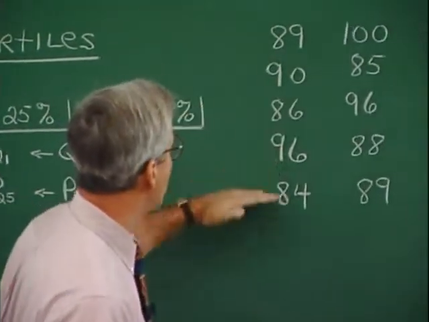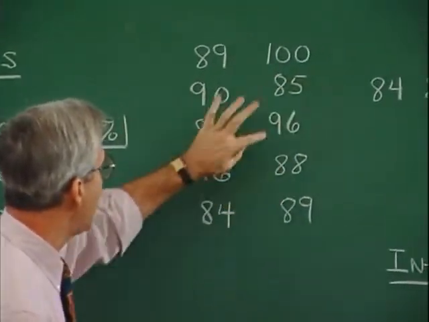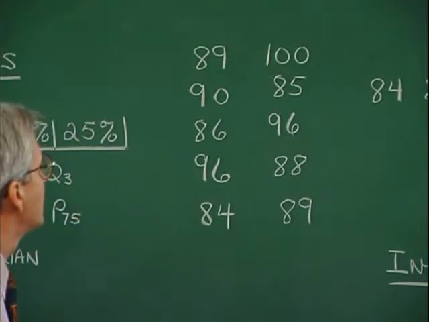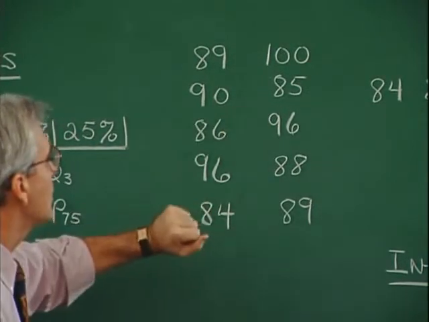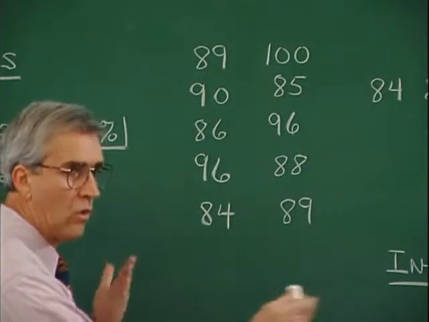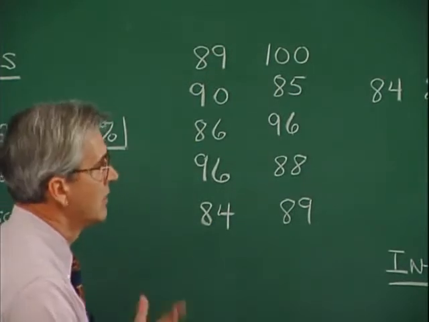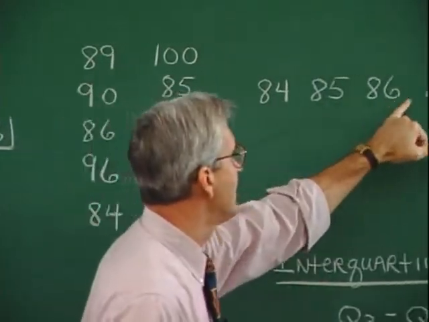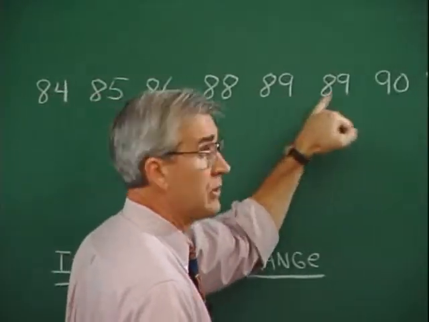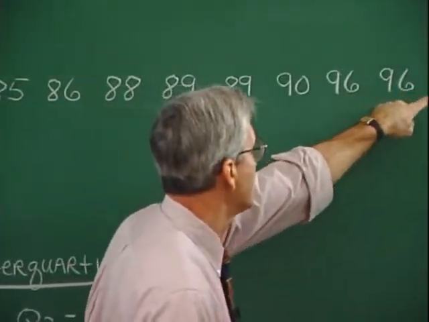Here we have a number of numbers, and they're randomly assembled right here. We need to assemble these in an ordered fashion, lowest to highest, and so I've done that here: 84, 85, 86, 88, 89, 89 (89 appears twice, you see), 90, 96, 96, and 100.